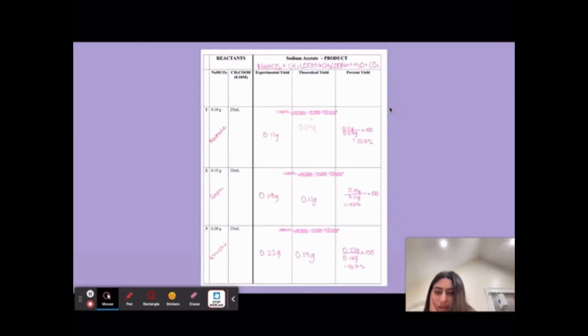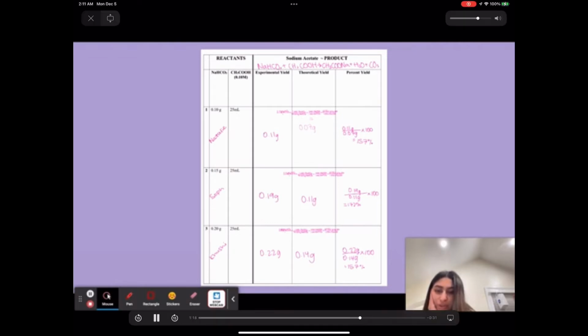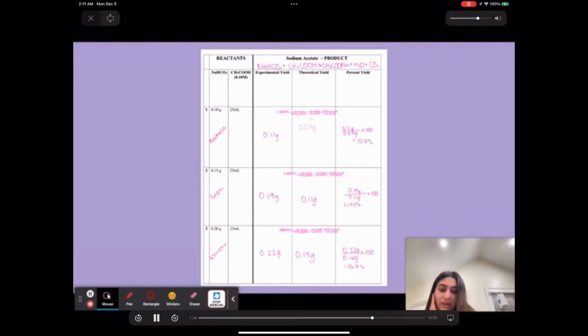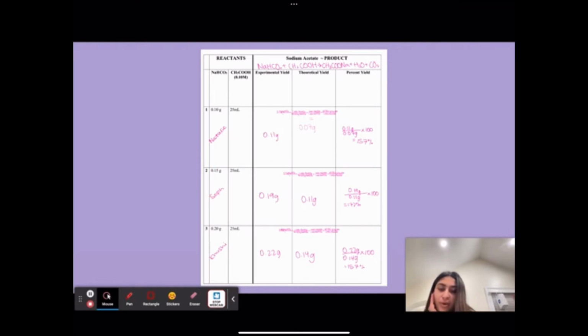For percent yield, we found that for the 0.1 gram portion, it was 157%. This was our calculation for the actual outcome and our anticipated outcome. For 0.15 grams, it was 172%, and for 0.2 grams, it was 157% again.